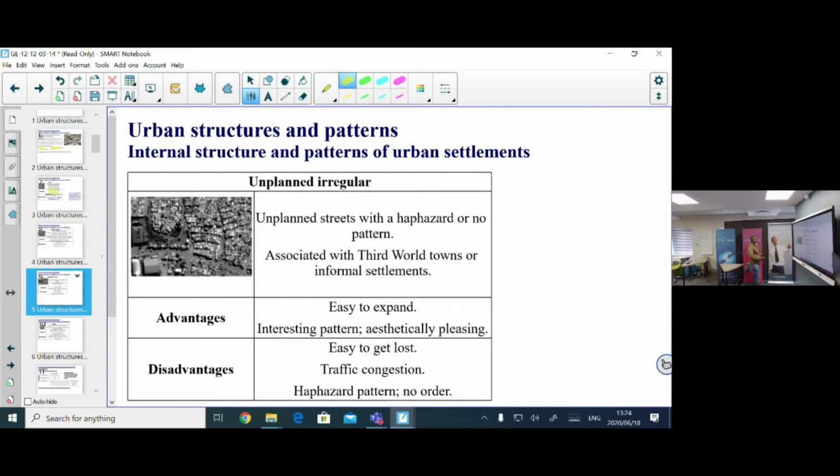Then we are looking at what we call the unplanned irregular. Unplanned streets with haphazard or no pattern, associated with third world towns or informal settlements. Advantages: easy to expand, interesting pattern, aesthetically pleasing. Disadvantages: easy to get lost, traffic congestion, haphazard pattern and no order.